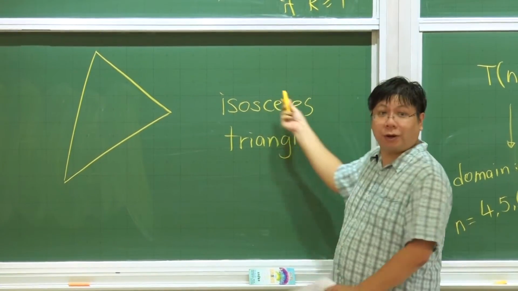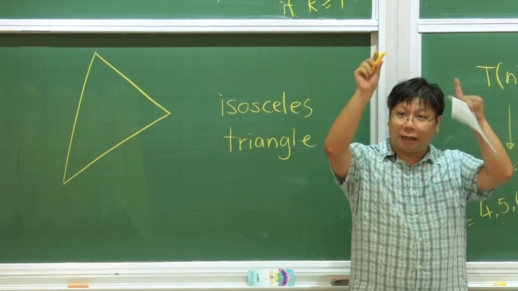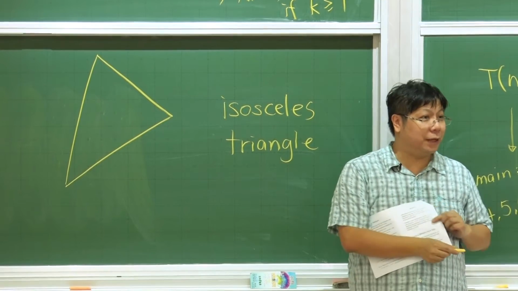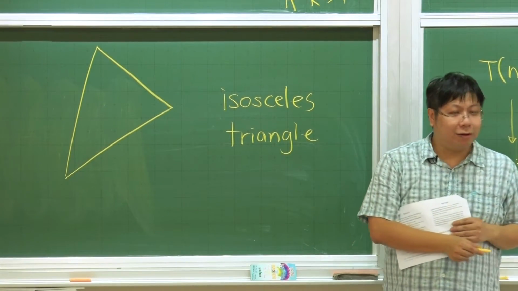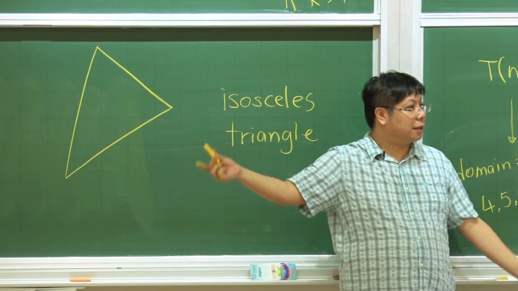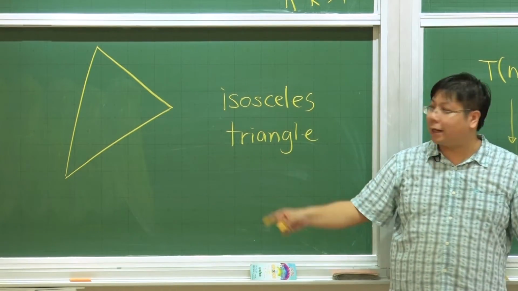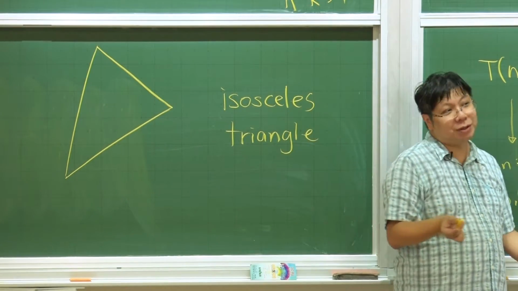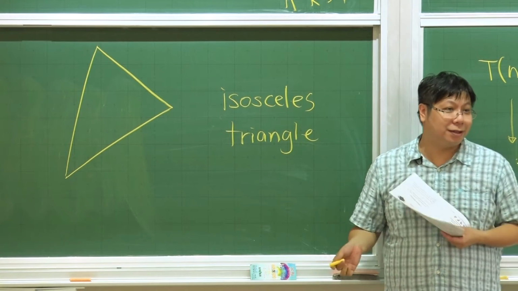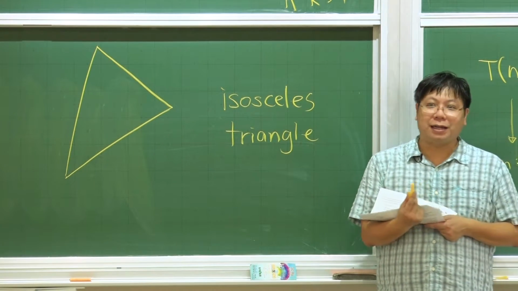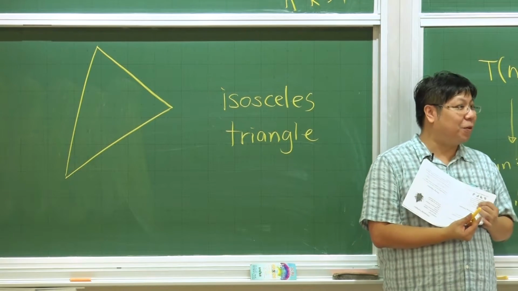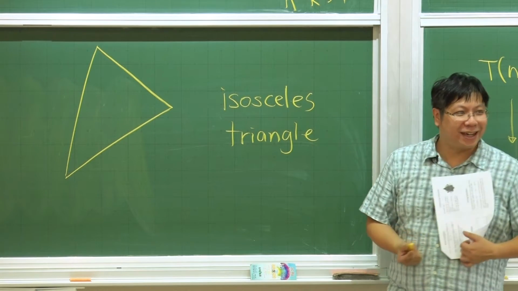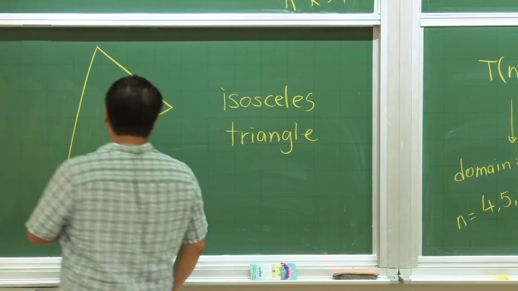So what is an isosceles triangle? A triangle that has two legs of equal length. But this is clearly wrong because I'm drawing a triangle, and I didn't draw it on purpose to be isosceles. But now I am showing that every triangle is isosceles. And if you believe my proof, I can actually show that every triangle is equilateral. It means that all the sides have to be of equal length. Okay, so let's see my proof.